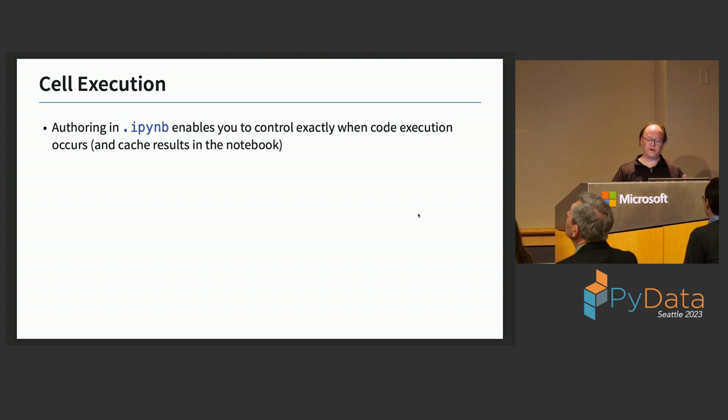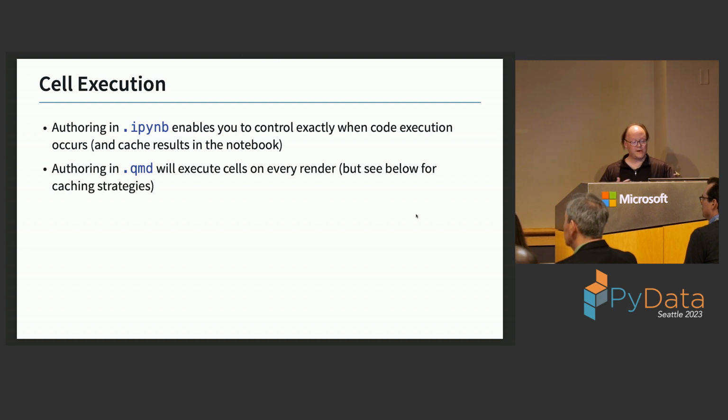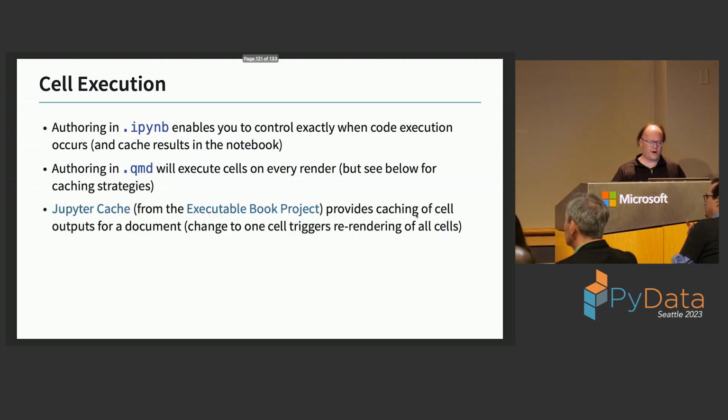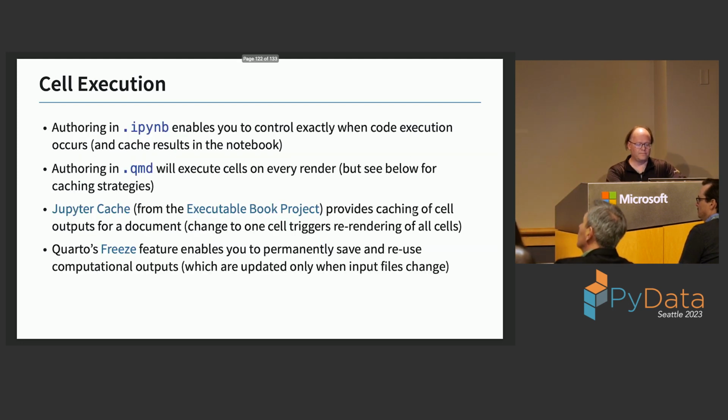In terms of cell execution, you do want to think about how expensive it is to render notebooks or render cells. If you author an IPYNB, you can control exactly when execution occurs. You can cache results in the notebook. You can rerun all the cells or not rerun all the cells. If you author in text mode, it's going to re-execute all the cells and have you render in order. But there are a couple of caching strategies available to make that more reasonable, and I won't get into the details on these. So use whichever execution model and caching strategy makes the most sense for your project.